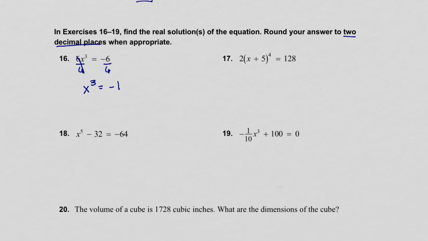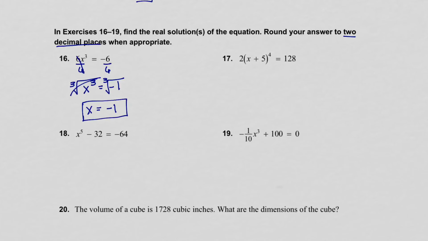This is telling me that it's x to the third. So how do I get rid of that? Well, I need to do the cube root or the third root of both sides to get rid of that. So x equals -1. And that's because -1 times -1 times -1 gives me -1.